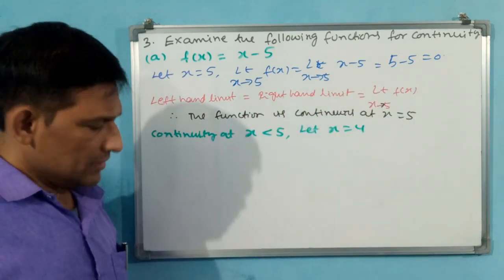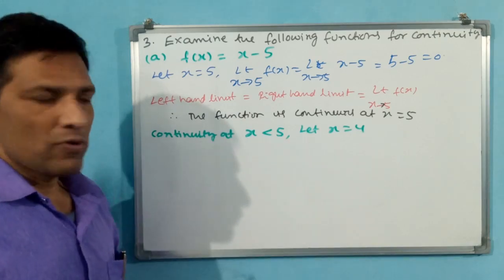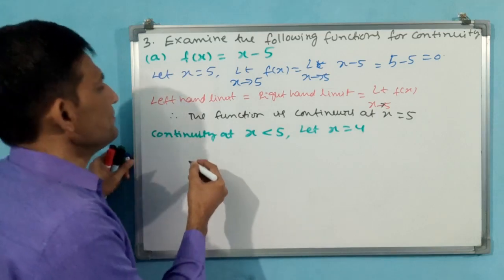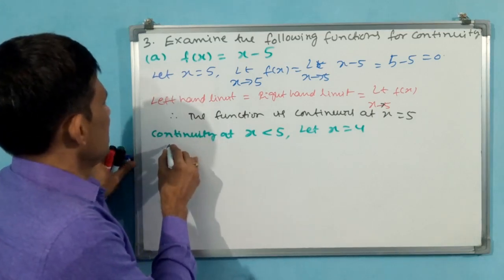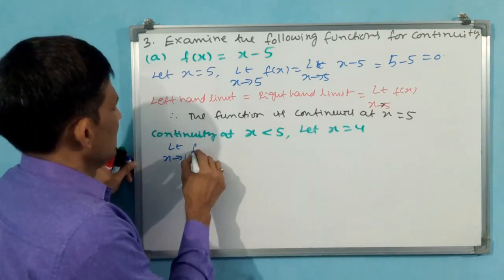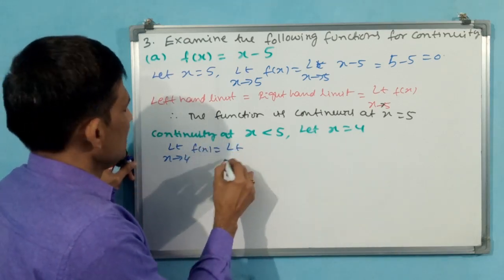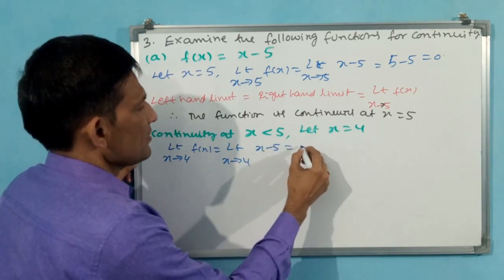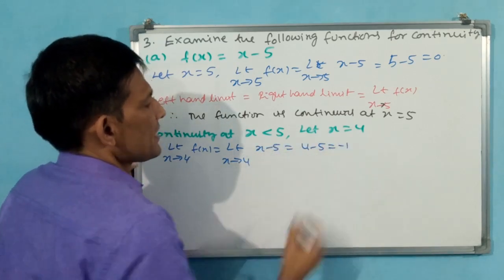Now let x equal 4. Why? We are checking continuity at x less than 5. See how I am checking. Limit x tends to 4 of f(x) is equal to limit x tends to 4 of x minus 5, that is equal to 4 minus 5, that is equal to minus 1.